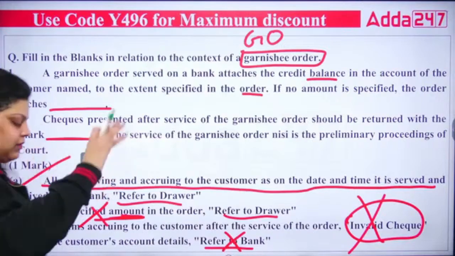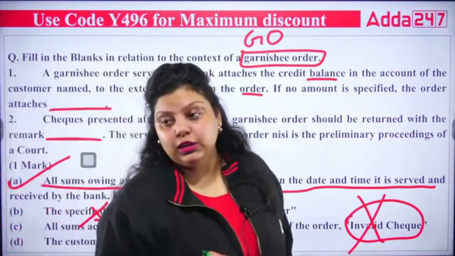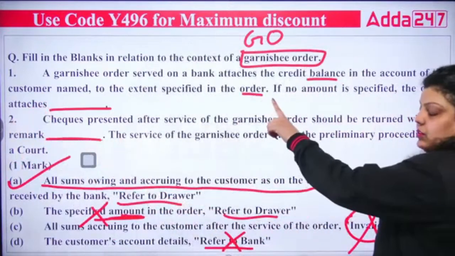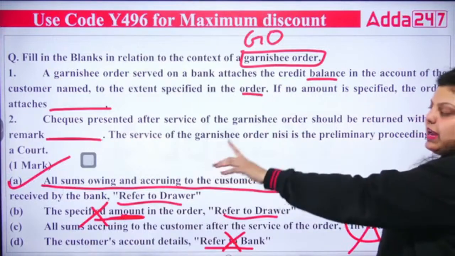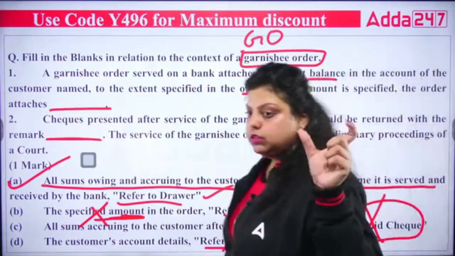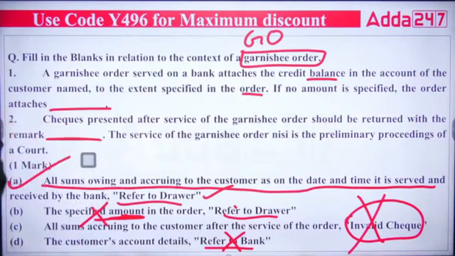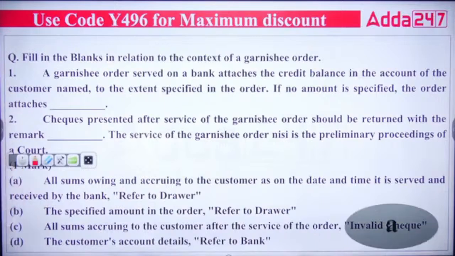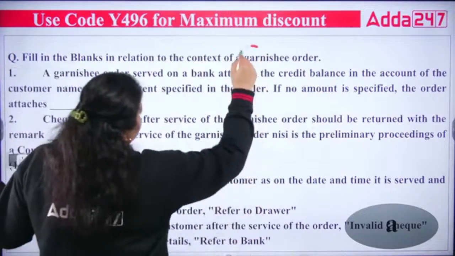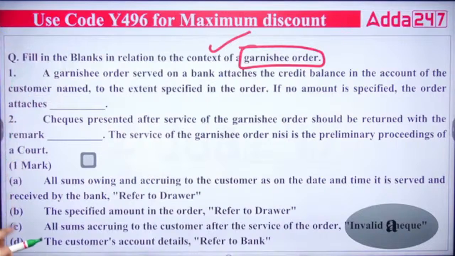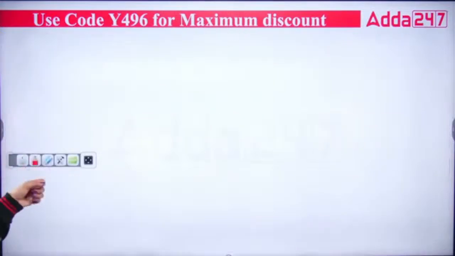A. Whatever owing and accruing amount is there to the customer as on the date and time that the garnish order was served, all that amount of money will be utilized, and the check will be returned with the mention of the words refer to drawer. Refer to whom? Refer to drawer. Drawer means the person who is issuing the check. So, the right answer is option A. Do remember, a garnish order is given by a court and an attachment order is given by the tax authority. So, the right answer is A.